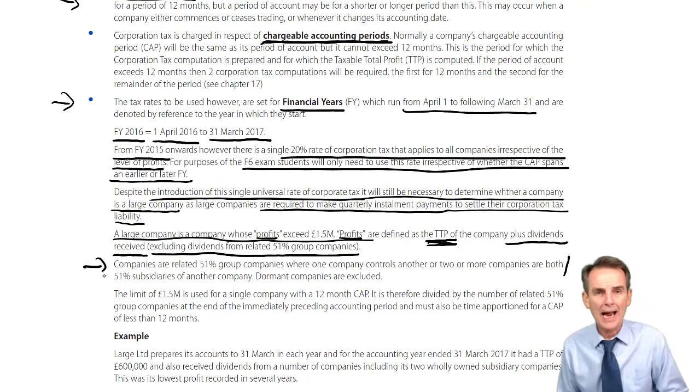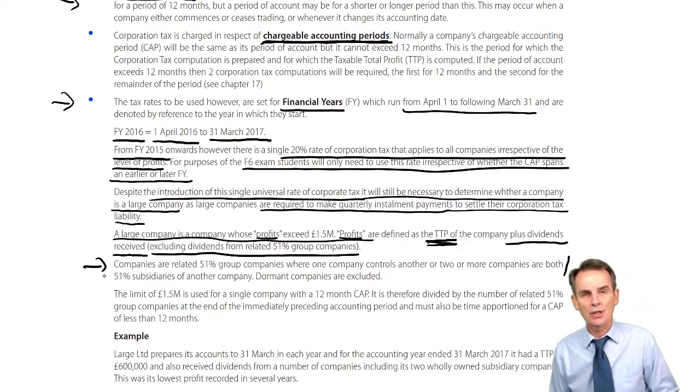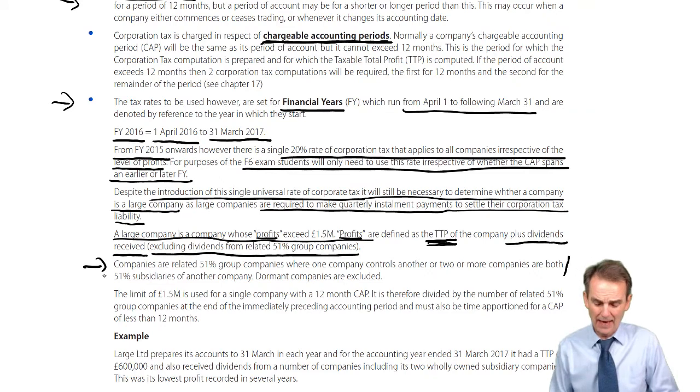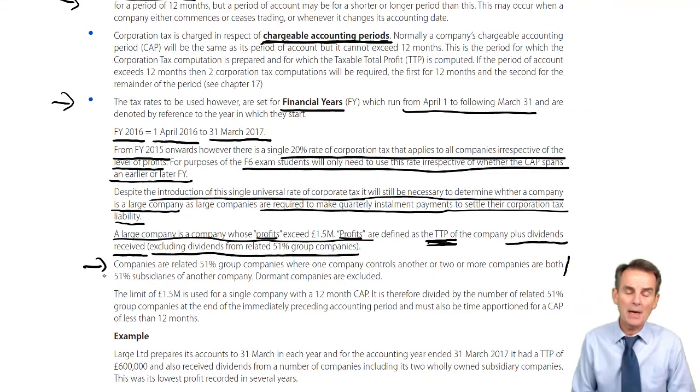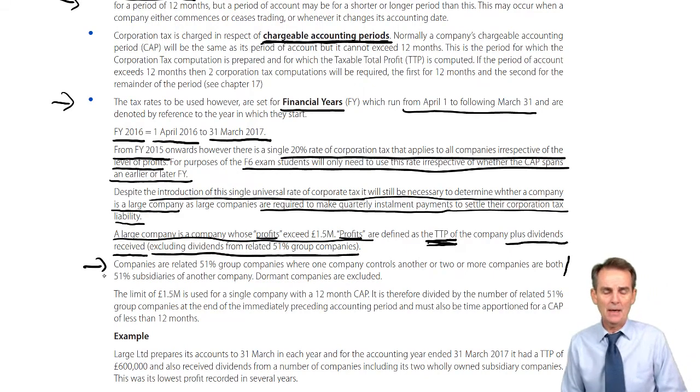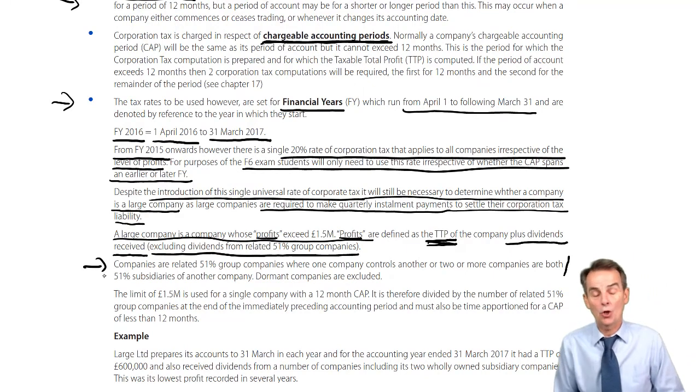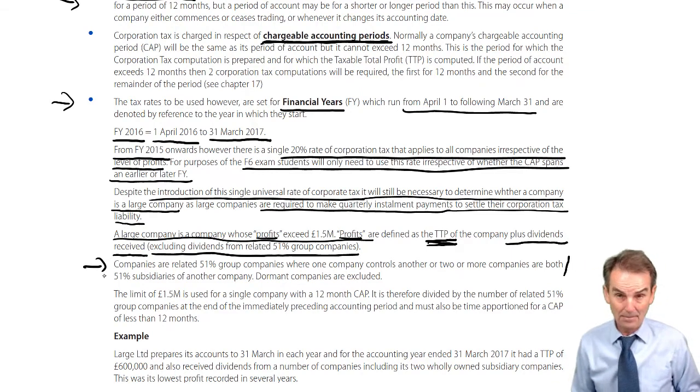The reason being, we add it to TTP to give you profit. If that profit then exceeds the relevant profit limit, there we're told about £1.5 million, depending on what has gone before in the previous accounting period, we may or may not be required to make quarterly instalment payments in relation to this period. More of that in a moment's time.